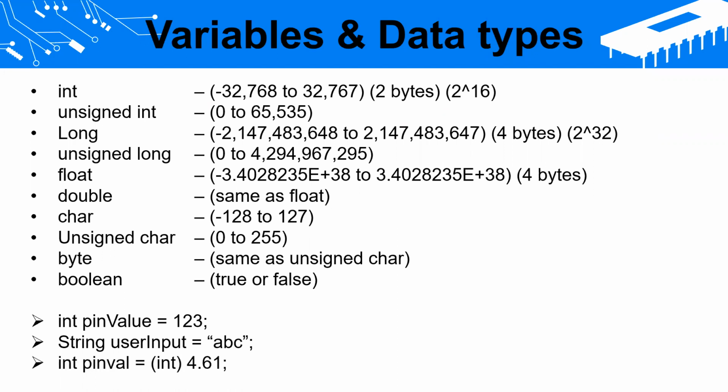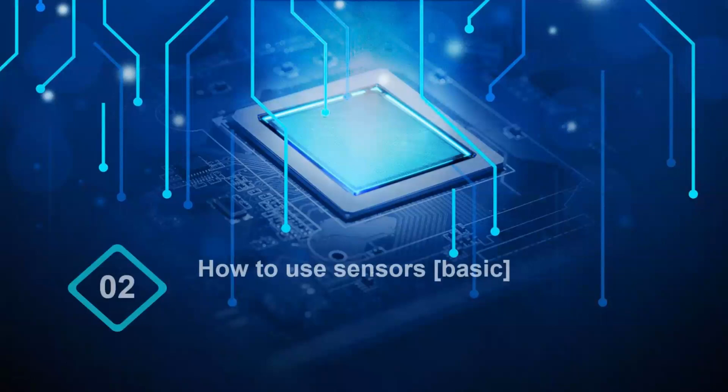Then if you need to cast some value, we can do that as well. So if you need to round off this 4.61, it will be rounded to 4 or 5. So that is a brief introduction to the data types we have.